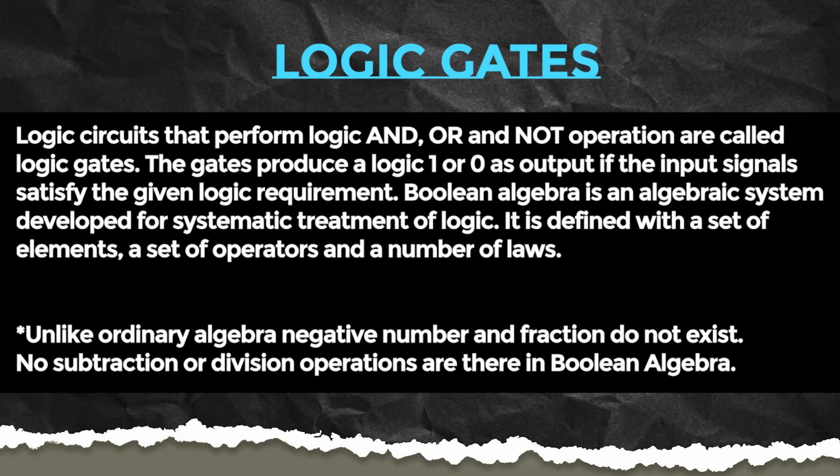Now, we will come to logic gates. Logic circuits that perform logic AND, OR and NOT operations are called logic gates. The gates produce a logic 1 or 0 as output if the input signals satisfy the given logic requirement. Boolean algebra is an algebraic system developed for the systematic treatment of logic. It is defined with a set of elements, a set of operators, and a number of laws.